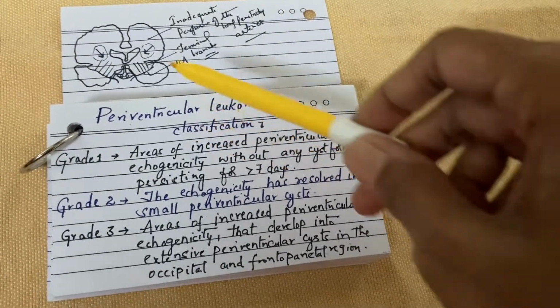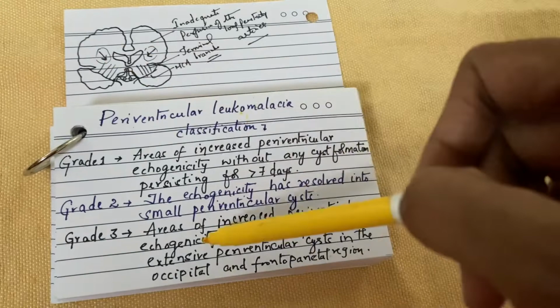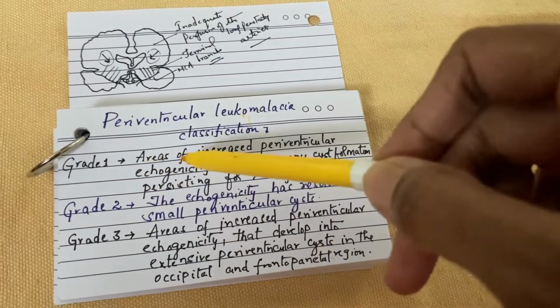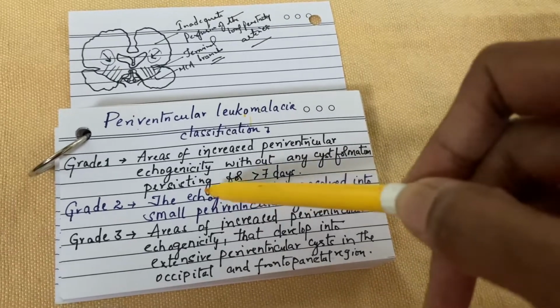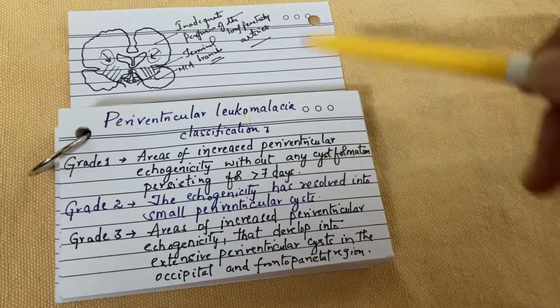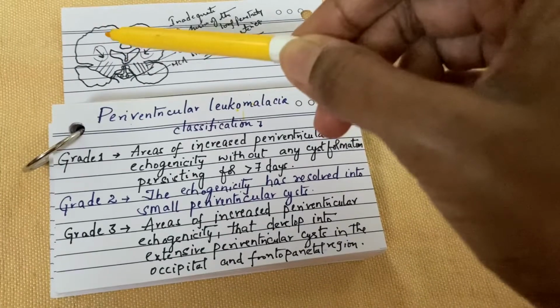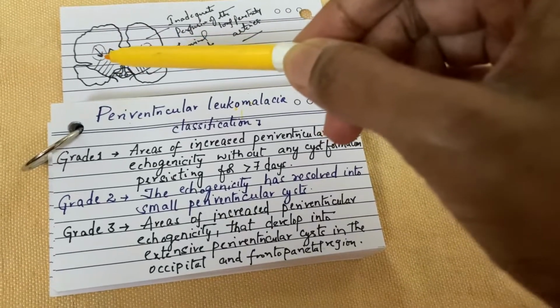So first, there are 4 grades of leukomalacia. When you get this question, just draw one small diagram and start writing the grades. In grade 1, there will be areas of increased periventricular echogenicity without any cyst formation persisting for more than 7 days. So first there will be periventricular echogenicity. Cyst will not be there.